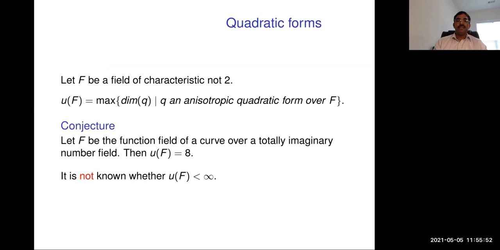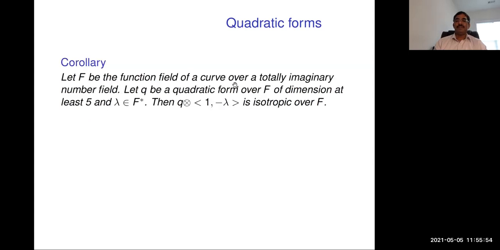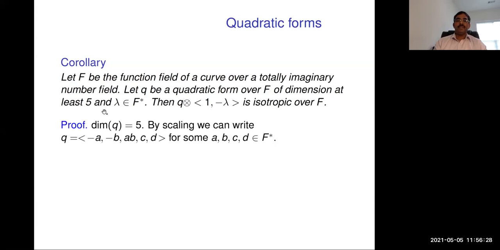But on the other hand, if you look at some special forms, let F be the function field of a curve over a totally imaginary field, and take a quadratic form Q over F of dimension at least 5, and take some element lambda in F star and look at this quadratic form Q tensor 1 minus lambda, which is at least 10-dimensional, because Q has dimension at least 5 and this tensor gives at least 10 dimensions. Of course, if the u-invariant is 8, this has to be isotropic. But without knowing the u-invariant, using our main theorem, we want to show that this Q tensor 1 minus lambda is isotropic. So let's quickly go through the proof.